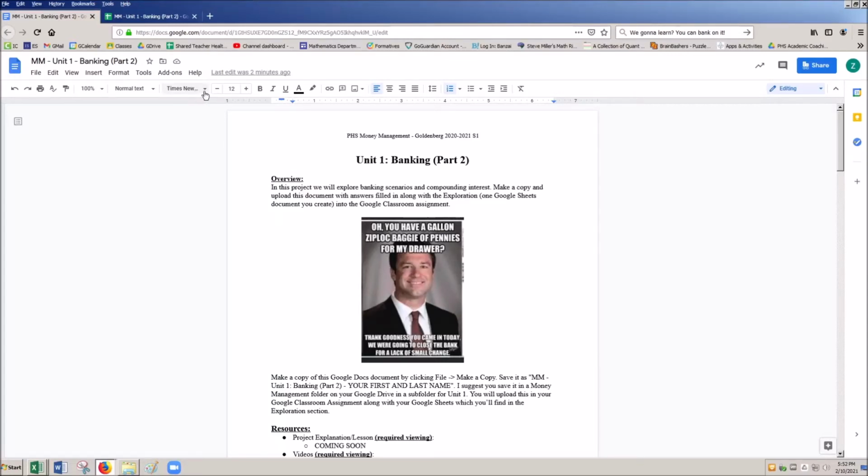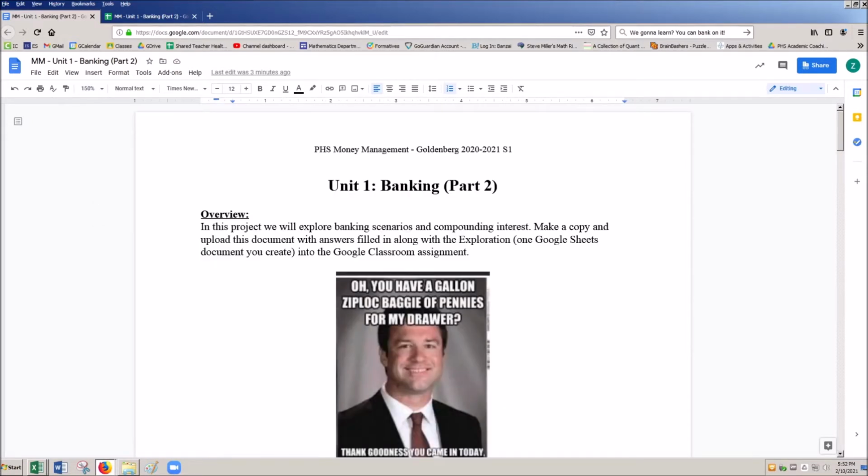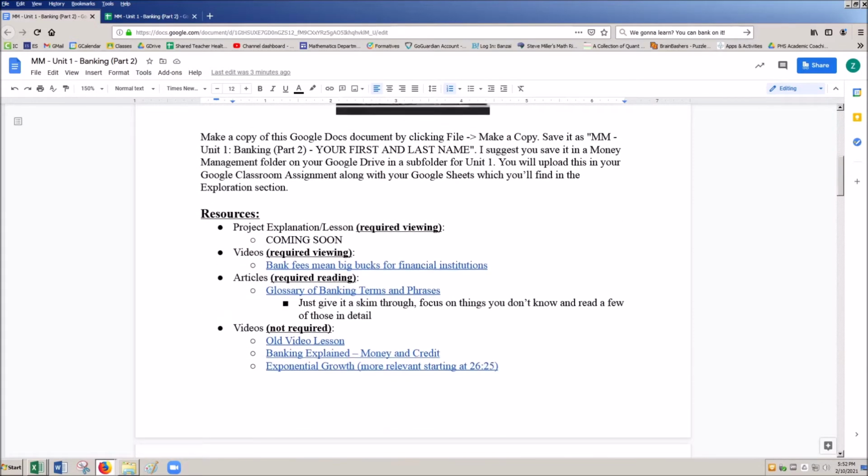I am actually going to zoom in a smidge here, maybe make it a little bit easier for those with a lower screen resolution to see. So here we are going a little bit deeper into banking, and we are really jumping in on what compounding interest is and looking at APR and APY. So here is our banking project part 2.